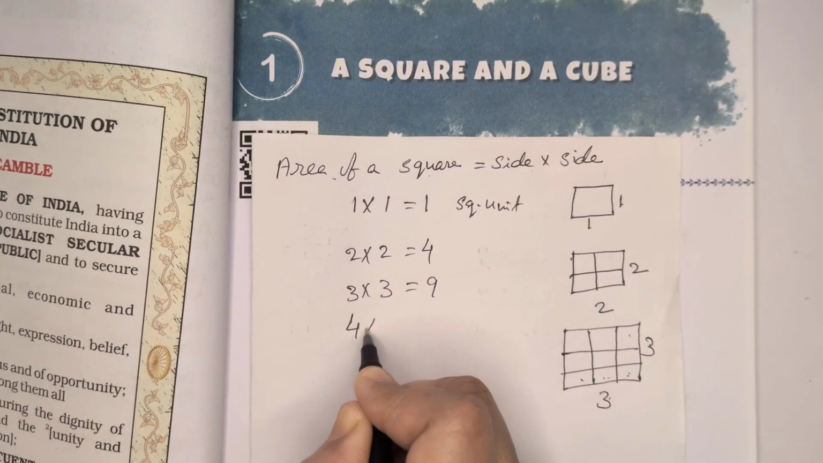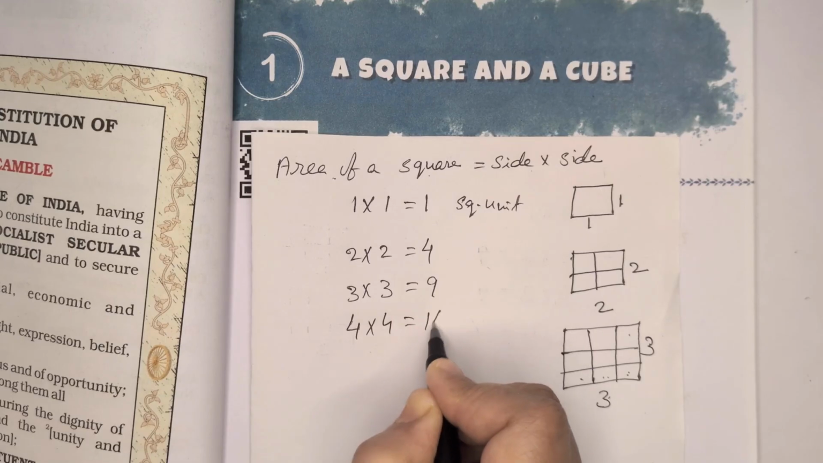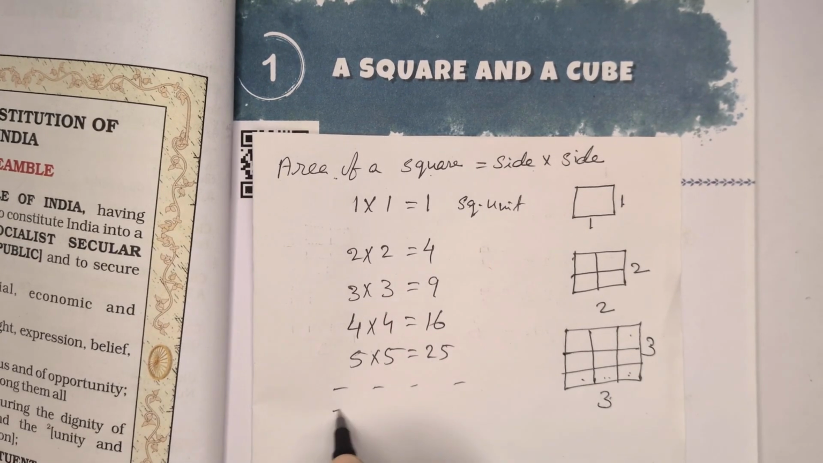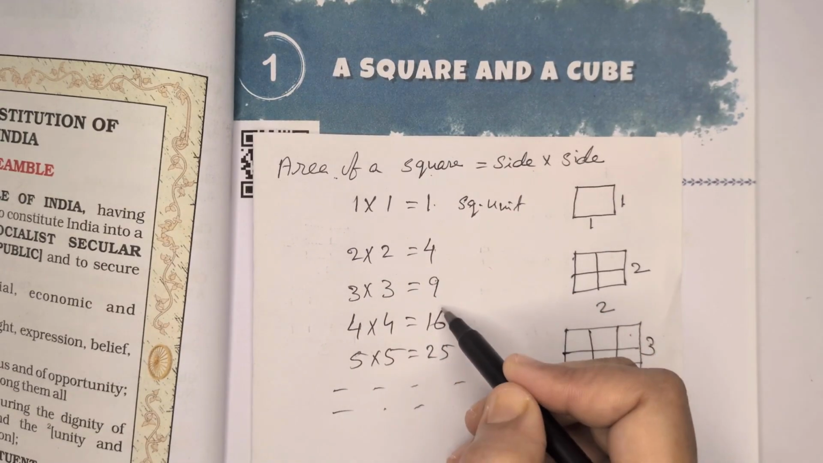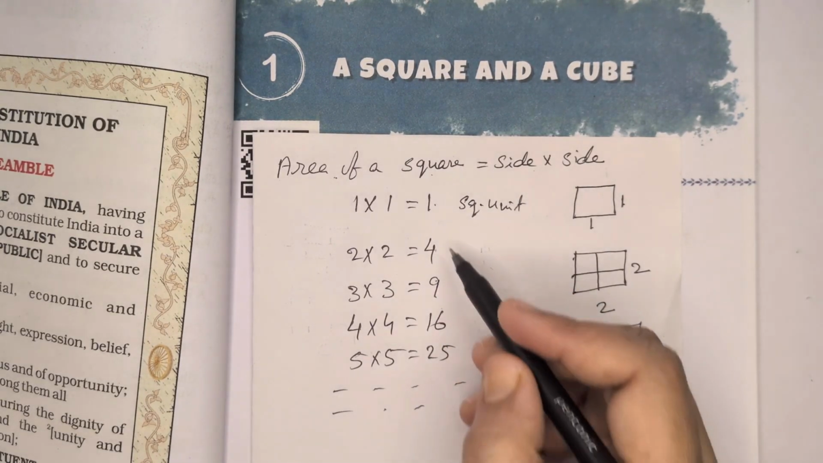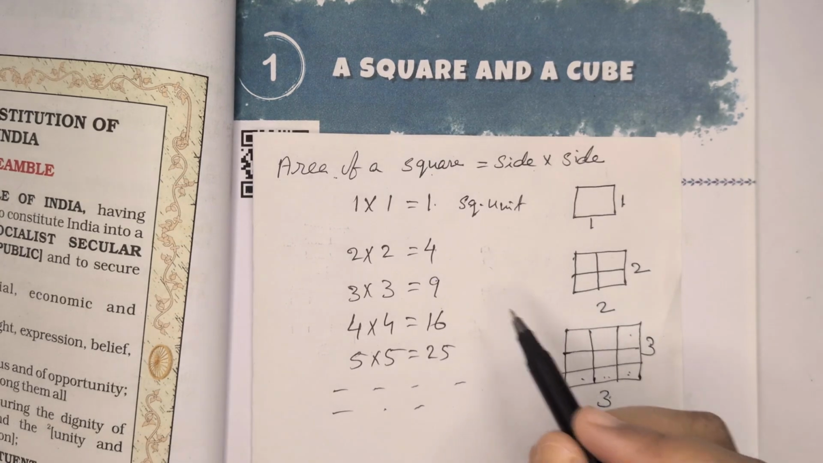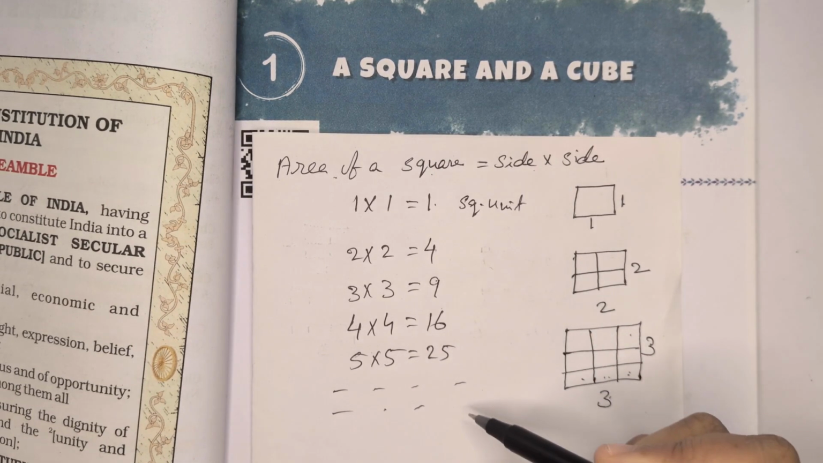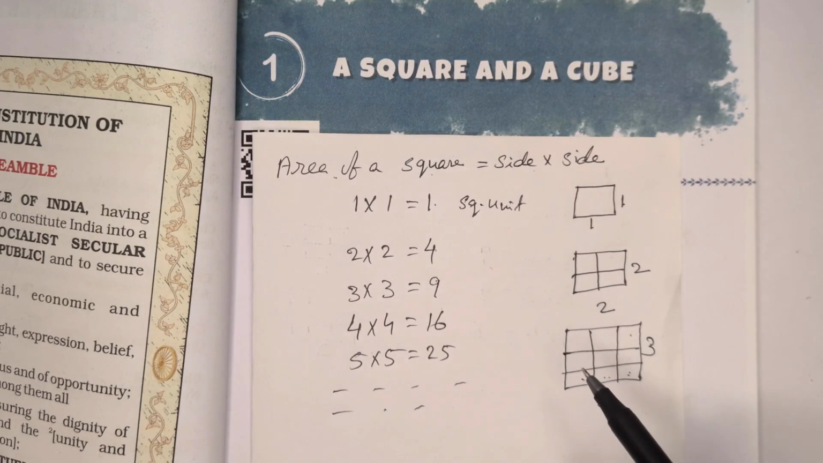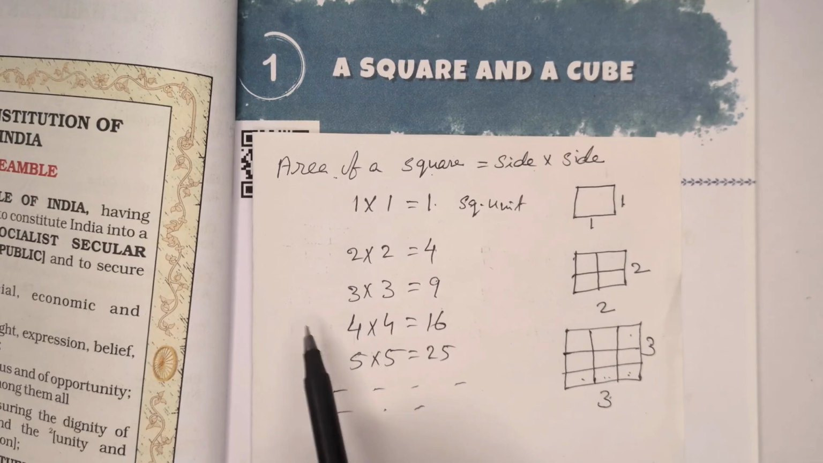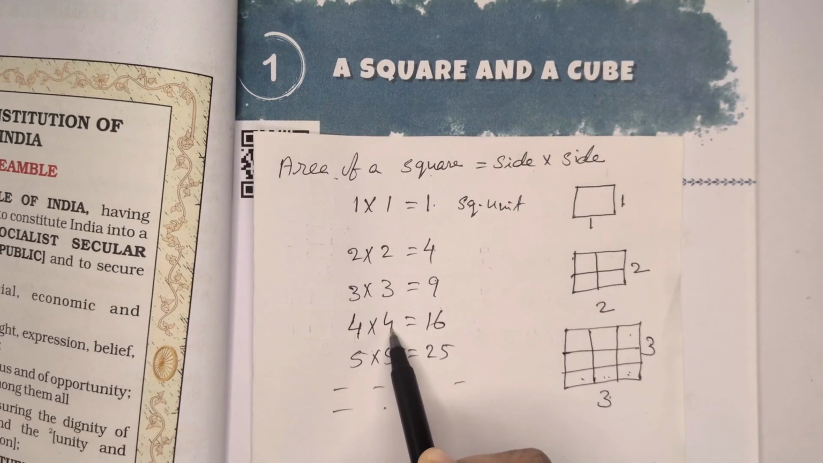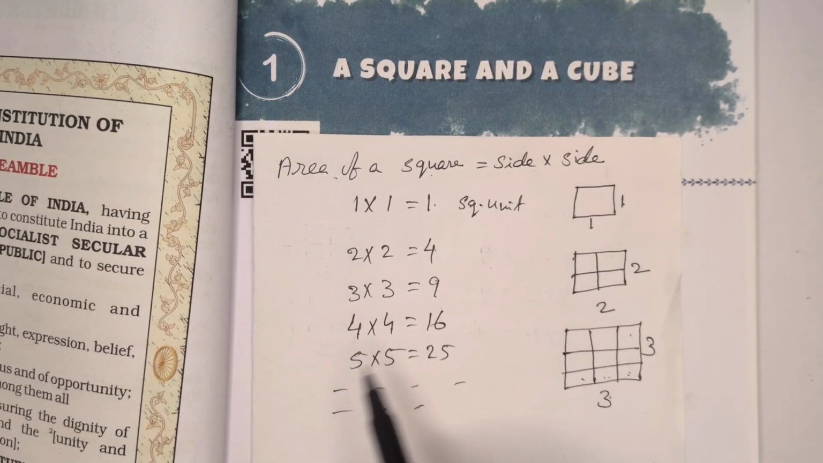It will continue the same way. 4 into 4 is equal to 16. 5 into 5 is equal to 25, etc. So these numbers are called square numbers or perfect squares: 1, 4, 9, 16, 25, etc. These numbers are called square numbers or perfect squares, which means any natural number multiplied by the same number one more time.